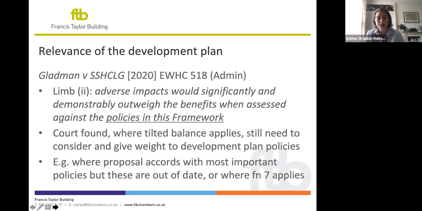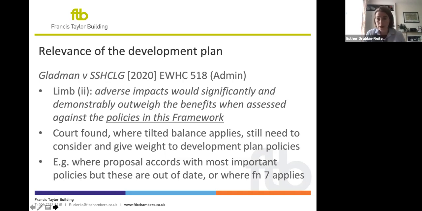And they also identified a number of situations in which the development plan would be relevant when applying limb 2 and would need to be taken into account and given some weight. For example, where the proposal accords with the development plan as a whole and/or the most important policies for determining the application, but for some reason those policies are assessed as being out of date, you will still need to consider that accordance and give some weight to the development plan or to those most important policies.